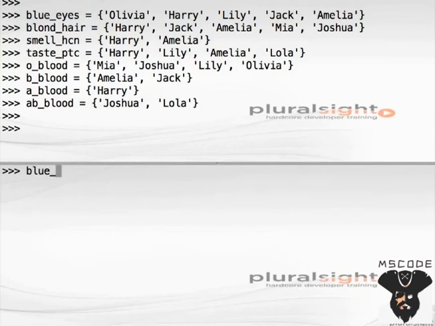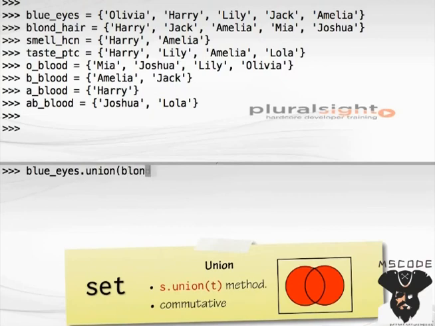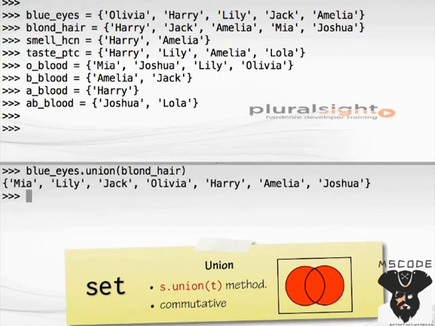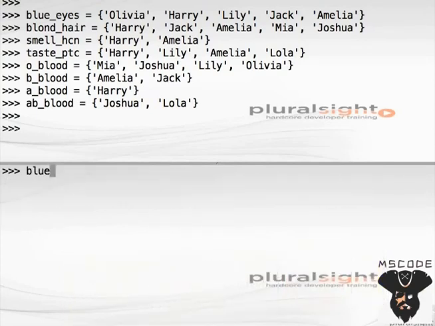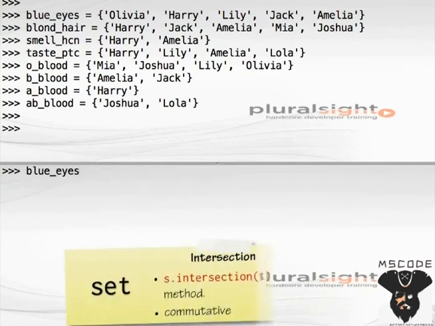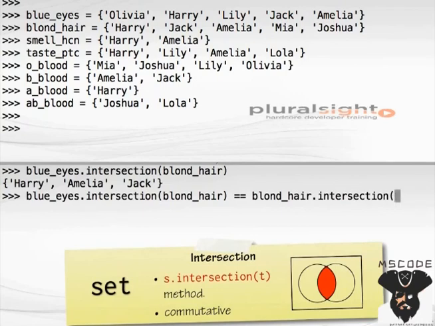To find all the people with blonde hair, blue eyes, or both, we can use the union method, which collects together all of the elements which are in either or both sets. We can demonstrate that union is a commutative operation, that is, we can swap the order of the operands, using the value equality operator to check for equivalence of the resulting sets. To find all the people with blonde hair and blue eyes, we can use the set intersection method, which collects together only the elements which are present in both sets. This is also commutative.